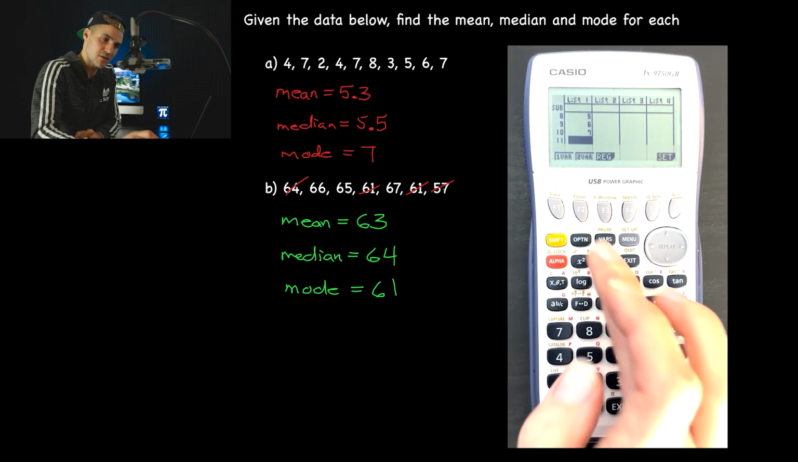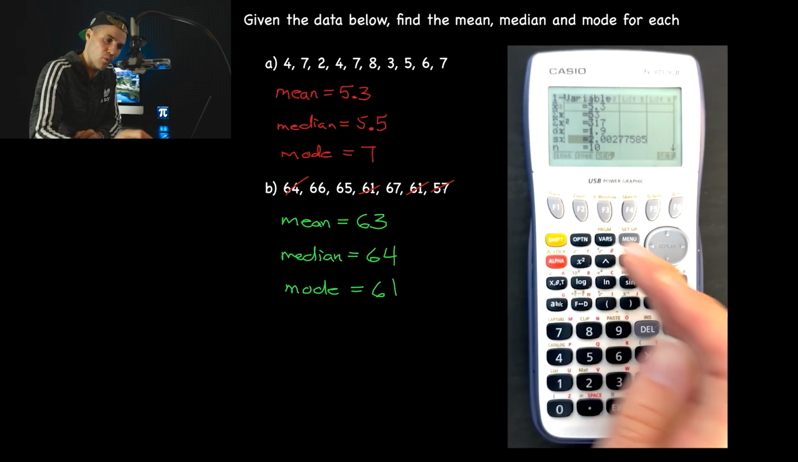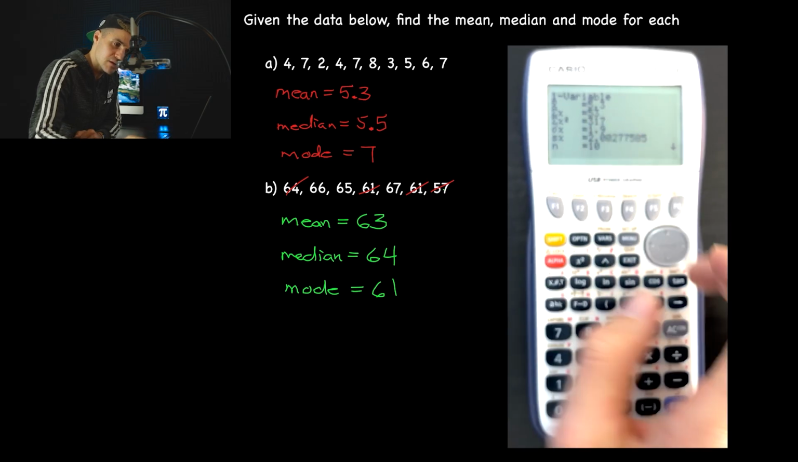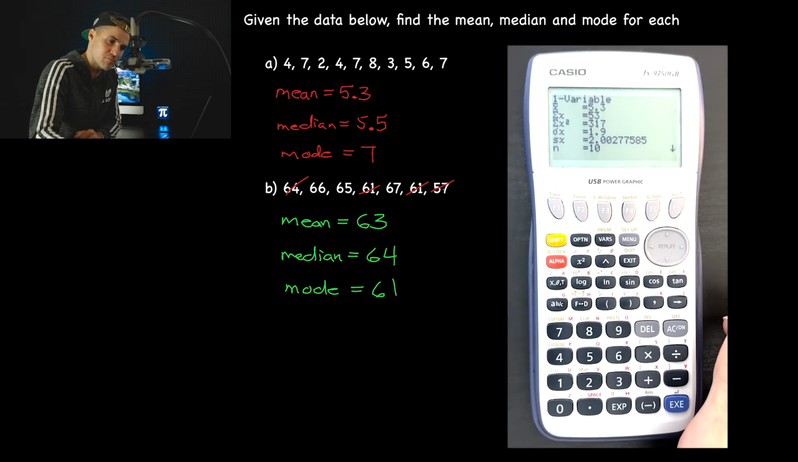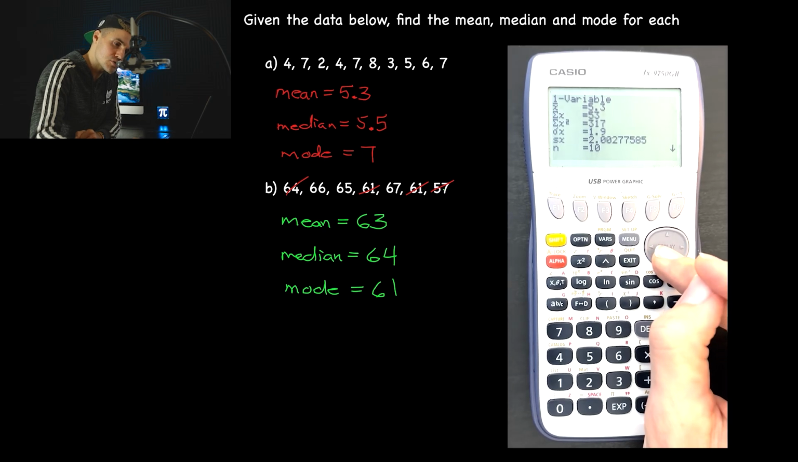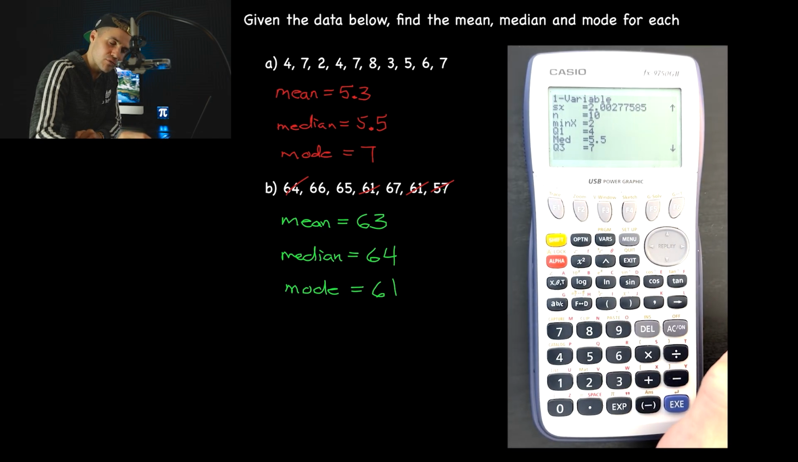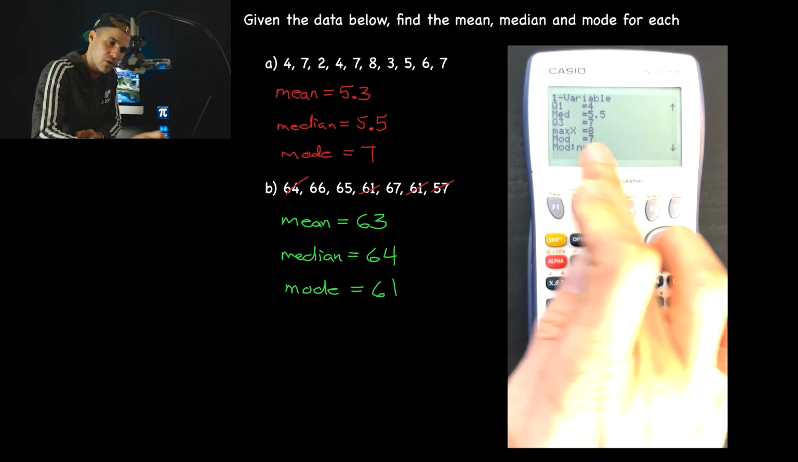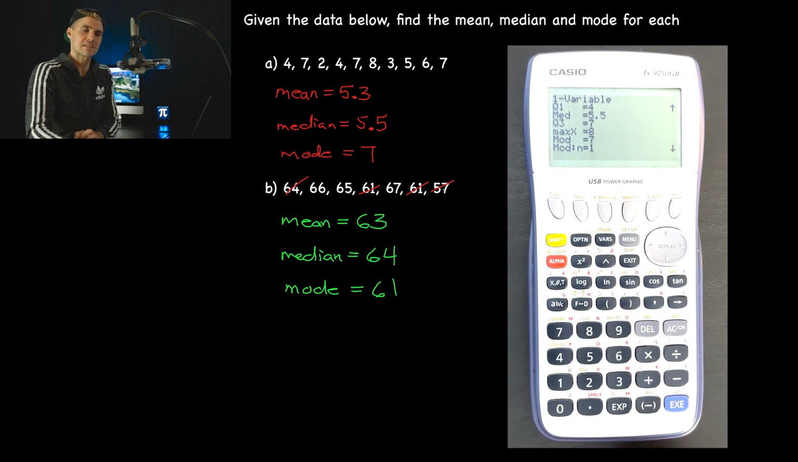As long as that's all good, then you go to 1 var here, F1, and notice that the mean is given. The x bar is 5.3, which is exactly the same as the mean that we got. Then if you scroll down, you'll notice that the median is given as 5.5, which is what we got as well. Scroll down further, the mode is 7, which is what we got. All right, so that's for the first data set.